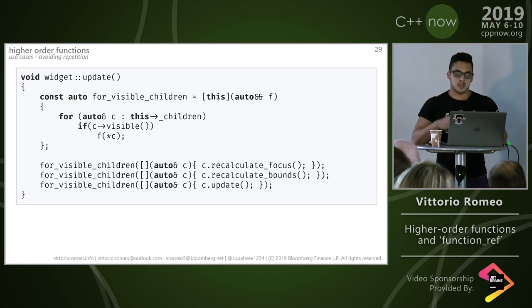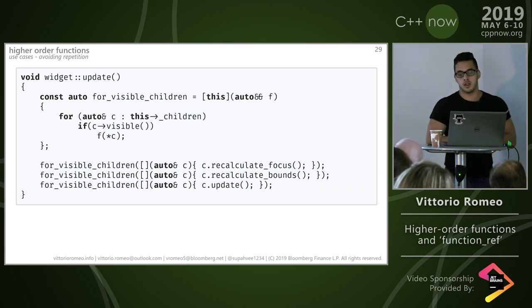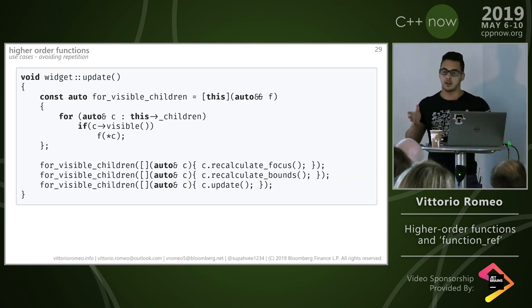So now I can express my business logic, the logic of going step by step in a very straightforward way, and I can just say, for the visible children, recalculate the focus, then the bounds, and then update. So I basically have my control flow in one place, I don't have to repeat the control flow, and the business logic becomes more clear and easier to understand.